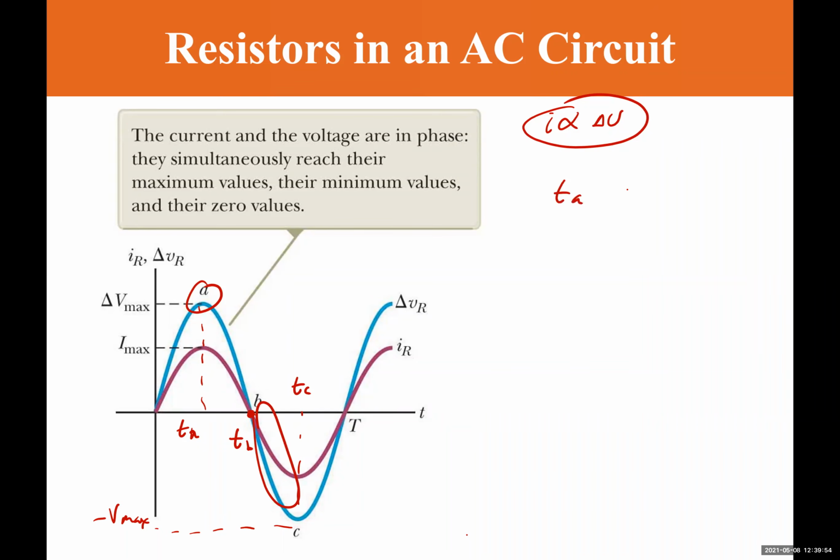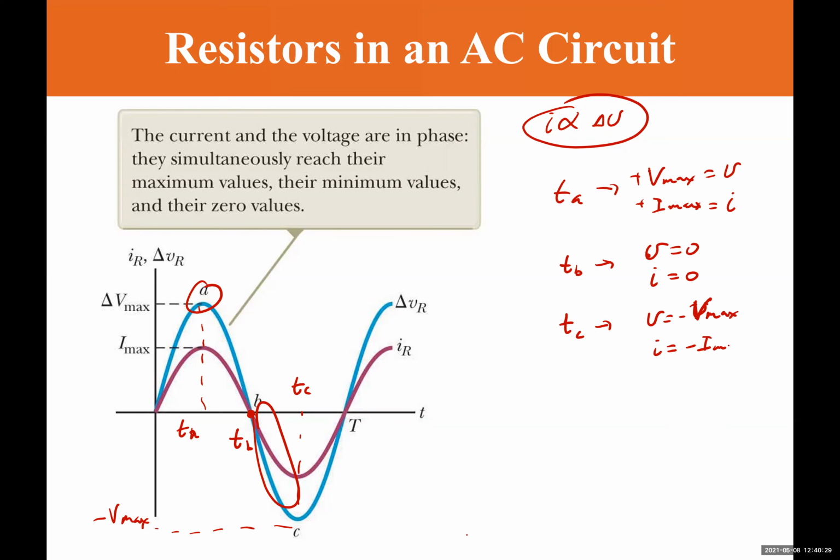That means that at time TA, you basically get V max and I max. At TB, V equals 0 and I equals 0. I'm using lowercase because, or maybe you can say that V is V max and I is I max, and then here both of them are 0. Then at time TC, V equals negative V max and I equals negative I max.